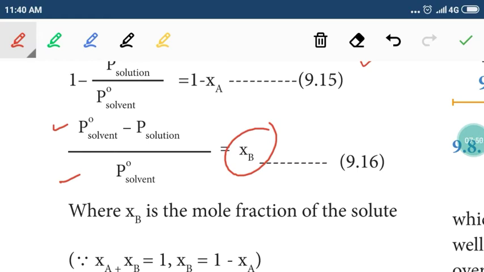Okay. You have to know the difference between a binary solution of liquid solute in liquid solvent, and a binary solution of non-volatile solid in volatile solvent. In yesterday's class, vapor pressure of solute is directly proportional to the mole fraction of solute, and vapor pressure of solvent is directly proportional to the mole fraction of solvent, but this is not the case in this type of binary solution. The relative lowering of vapor pressure is equal to the mole fraction of component B, that means solute.